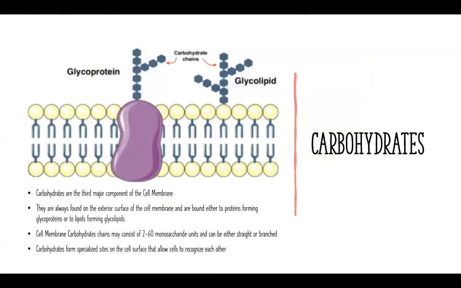Carbohydrates. Carbohydrates are the third major component of the cell membrane. They are always found on the exterior surface of the cell membrane and are bound either to proteins, forming glycoproteins, or to lipids, forming glycolipids. The cell membrane carbohydrate chains may consist of 2 to 60 monosaccharide units and can be either straight or branched. Carbohydrates form special sites on the cell surface that allow cells to recognize each other.